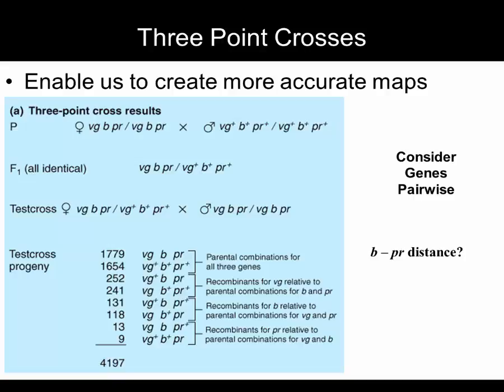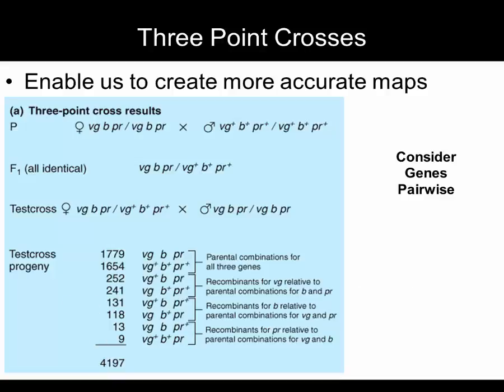Let's start with B and PR. In the parental chromosomes, they are in coupling. So let's identify the progeny where B and PR are in repulsion. That's these 4 classes here. So we sum the progeny in these classes, divide by the total, and find that they represent 6.4% of the total offspring, indicating that B and PR are 6.4 map units apart.